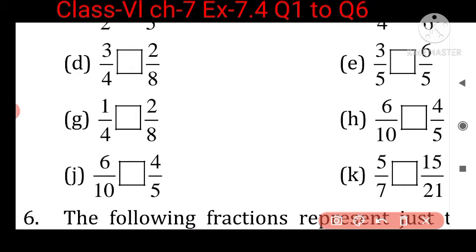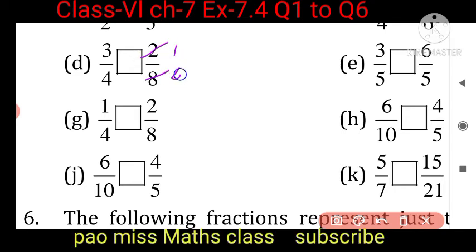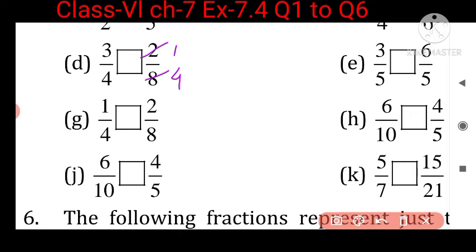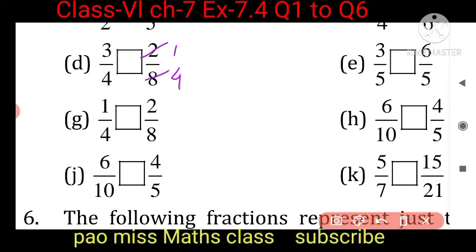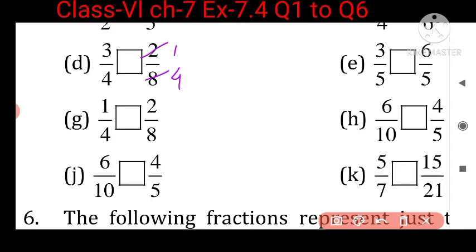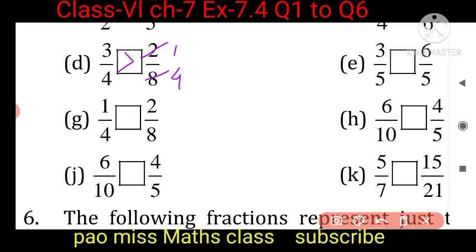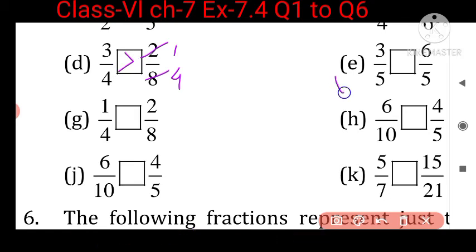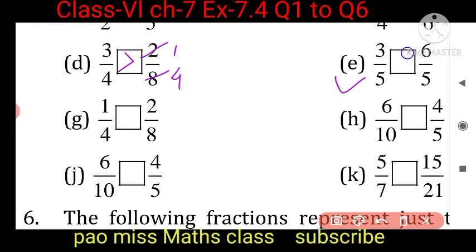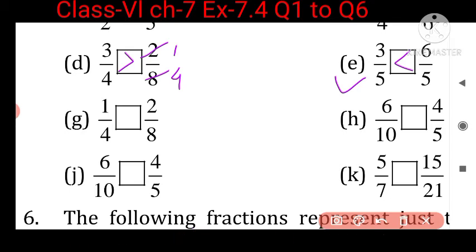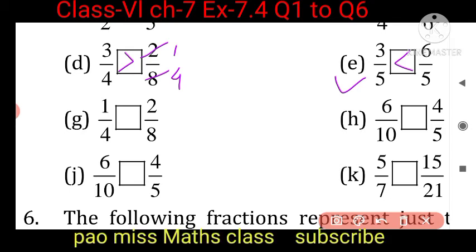Now again in question number D, 2 upon 8 can be converted into 1 upon 4, isn't it? Now 3 and 4 cannot be converted because they are already in the least fraction. Now which is greater? If they are like terms, then we can say 3 upon 4 is greater. Now for question E, which will be greater? Because their denominators are the same, that means 6 upon 5 will be greater. So this type of questions are very easy.